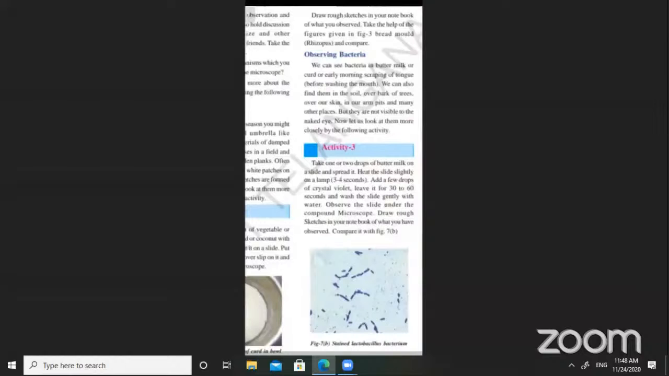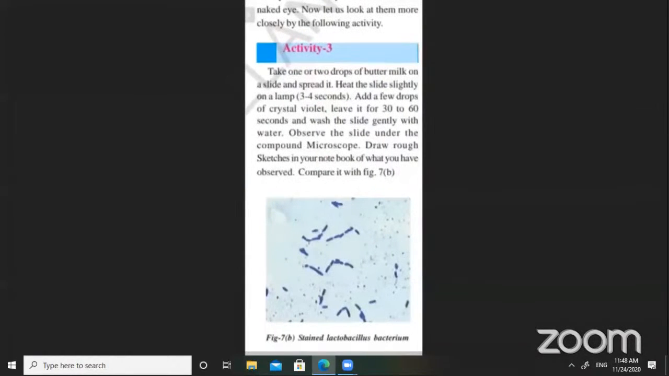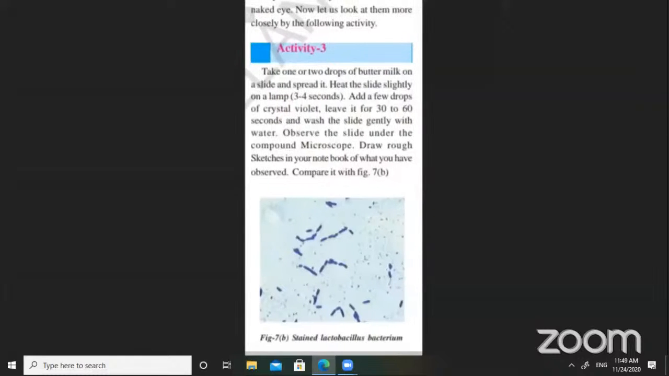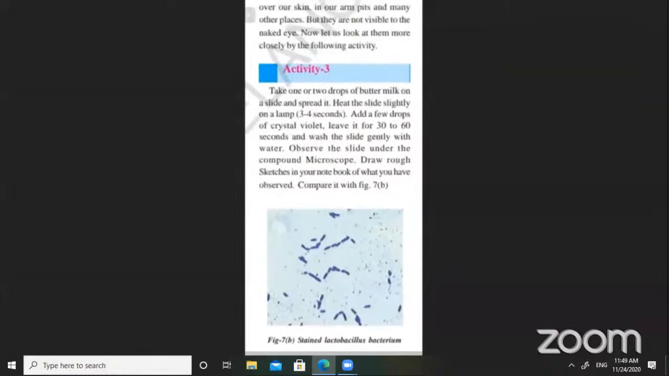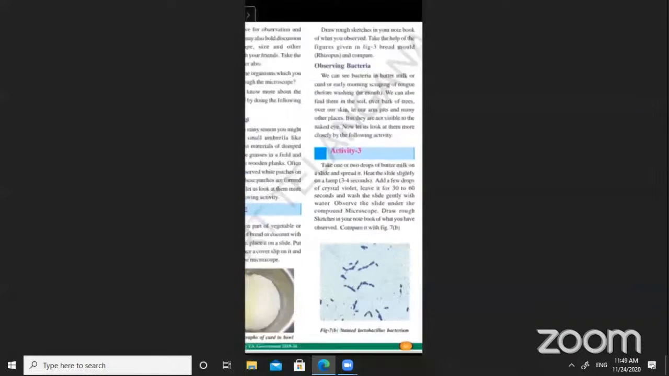See here, we have used the dye. That's why we are observing a light blue color in that black image. To make the structure highlighted, to make the structure visible for microscopic examination, we can use this staining. Very, very important. So here which is stained, that clearly will give the stained lactobacillus bacterium, like that. So let us observe about activity 3 in the next class.